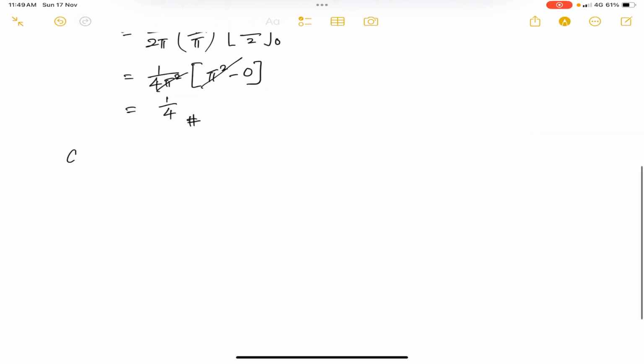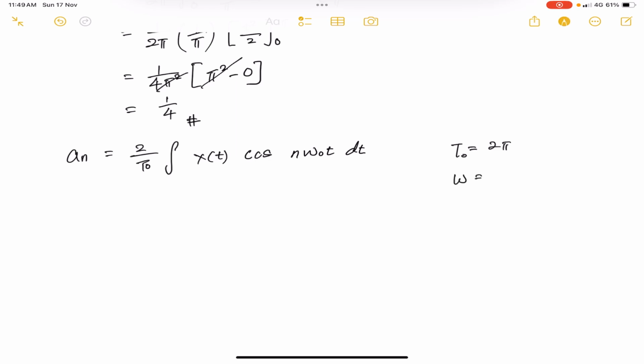Next, we can find the value of an. An is 2 over t naught integration of x(t) cos n omega naught t dt. Okay, before that, what is the omega naught value? We know that t naught is 2 pi. So omega naught is 2 pi over t naught, which is 2 pi over 2 pi. So you get omega naught is 1. Right? So t naught here is again 2 pi.